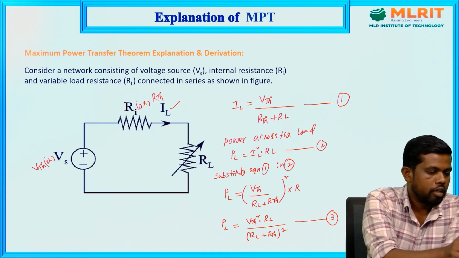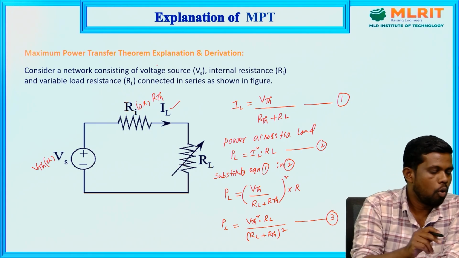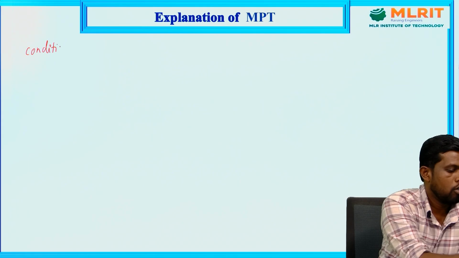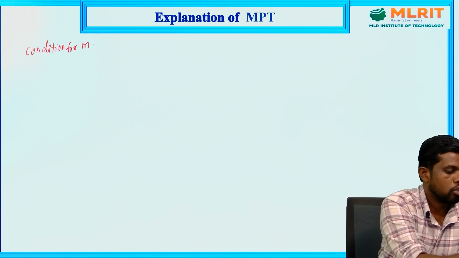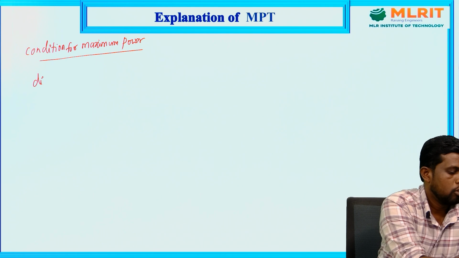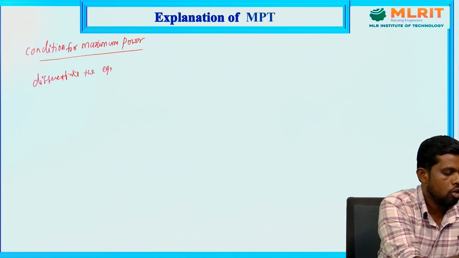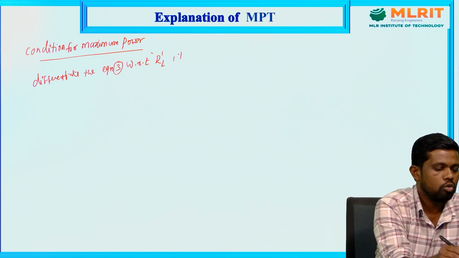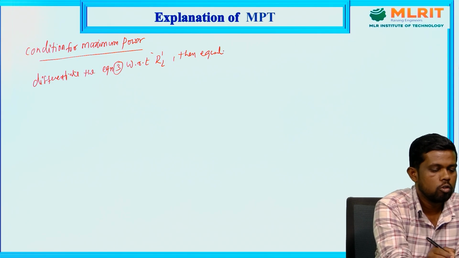Now I need to determine the condition for the maximum power value. How can we get the maximum power value? For that, we go for the condition for maximum power. We need to differentiate equation number 3 with respect to RL, and then equate it to 0.